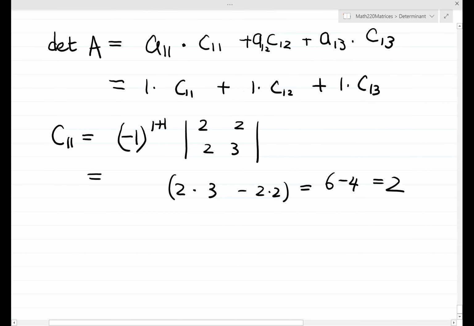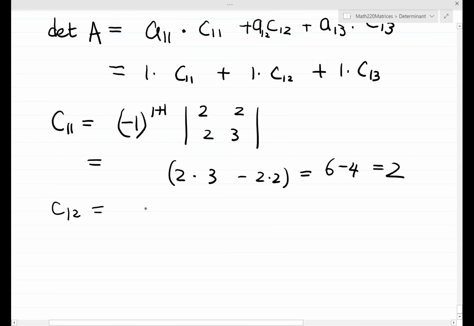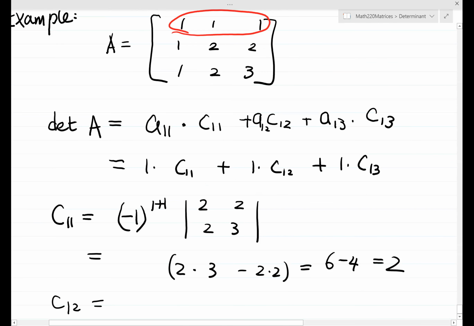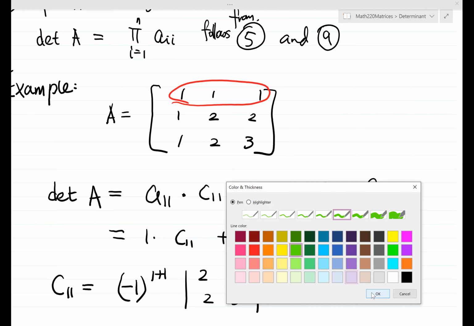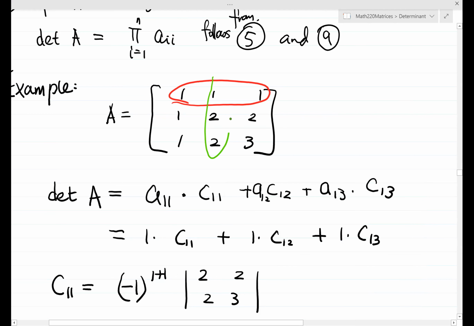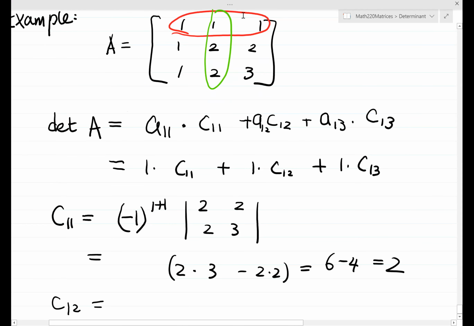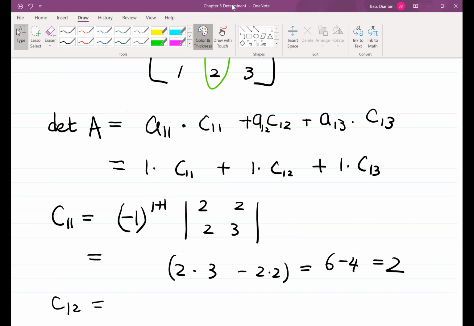So C11 is 2. For C12, we delete the first row and the second column. Let's color the second column in green. So we delete the red row and the green column. The remaining matrix is 1, 2, 1, 3, and we take its determinant.